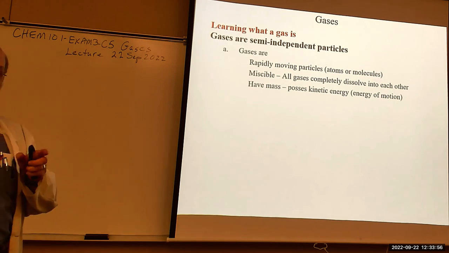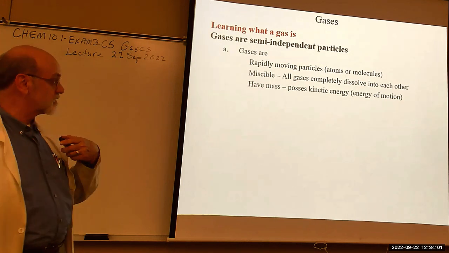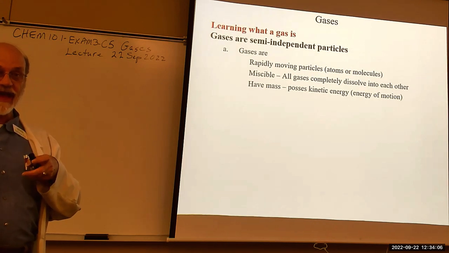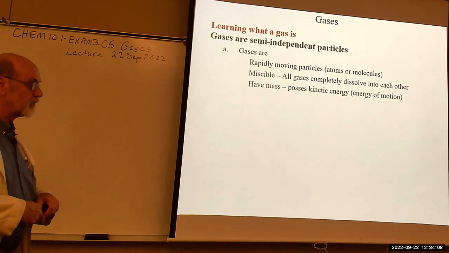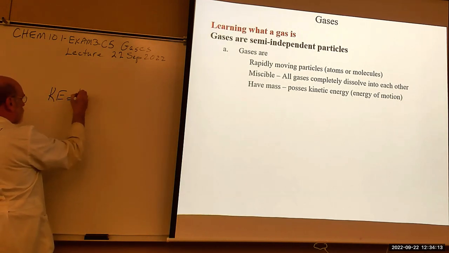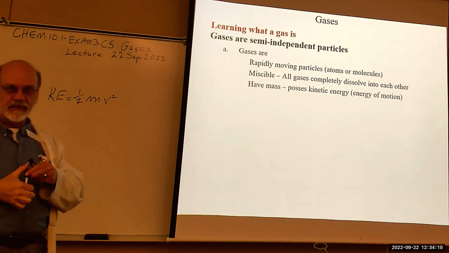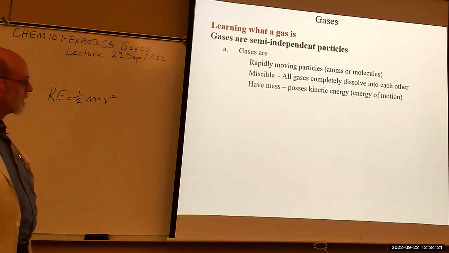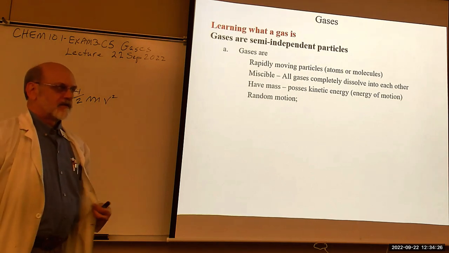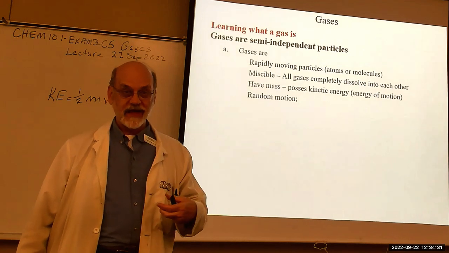So since they're moving really fast, and each of the atoms or molecules has mass, then each atom or molecule in that gas has kinetic energy. All you need for kinetic energy is mass and velocity. But we have to treat them... The problem is we don't have the ability to track every atom or every molecule in a gas.